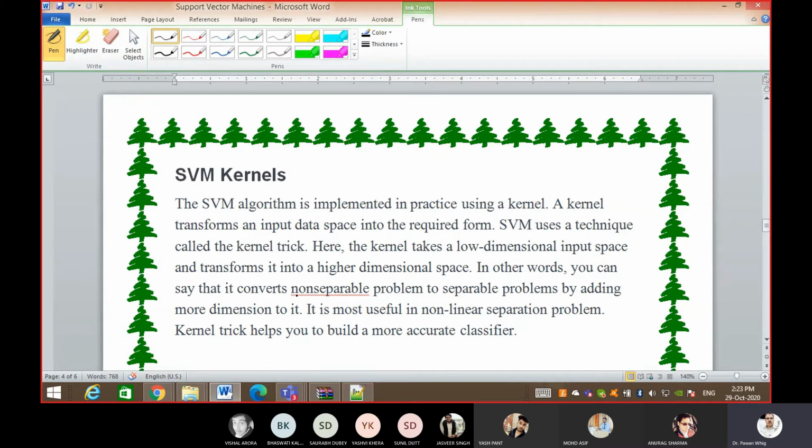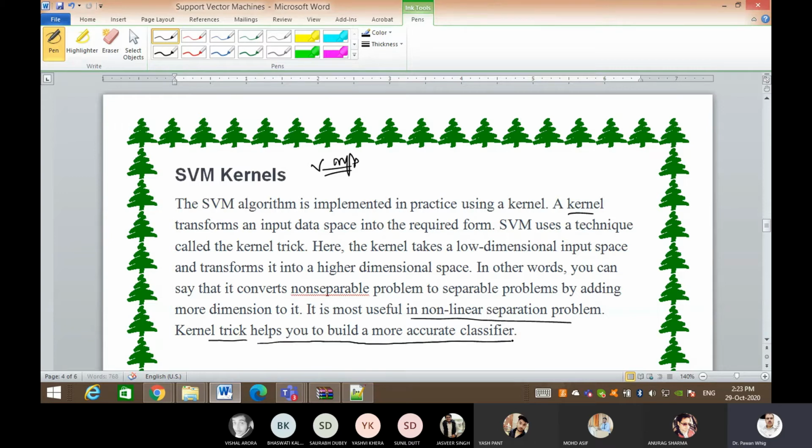That is why this is a very important algorithm, because the kernel has one very beautiful function. The kernel can segregate the data by adding an additional dimension. It is the whole responsibility of the SVM kernel to segregate this data, and it is most useful in non-linear separation problems. So the kernel trick helps you build a more accurate classifier.